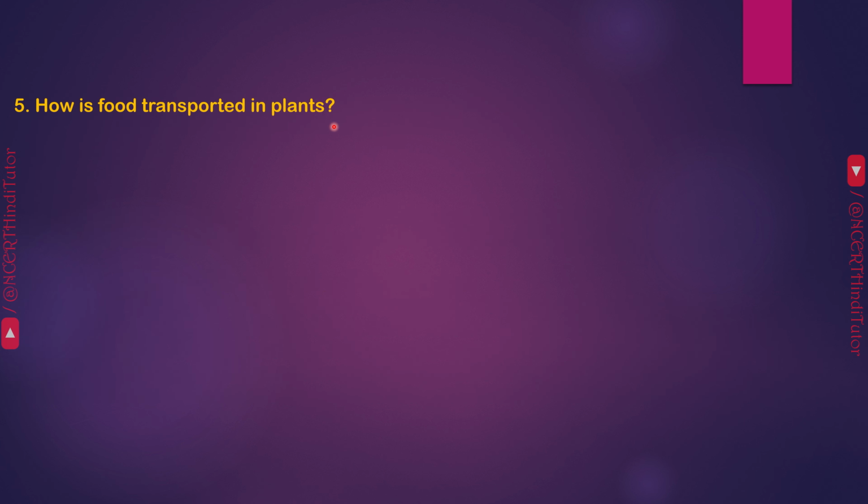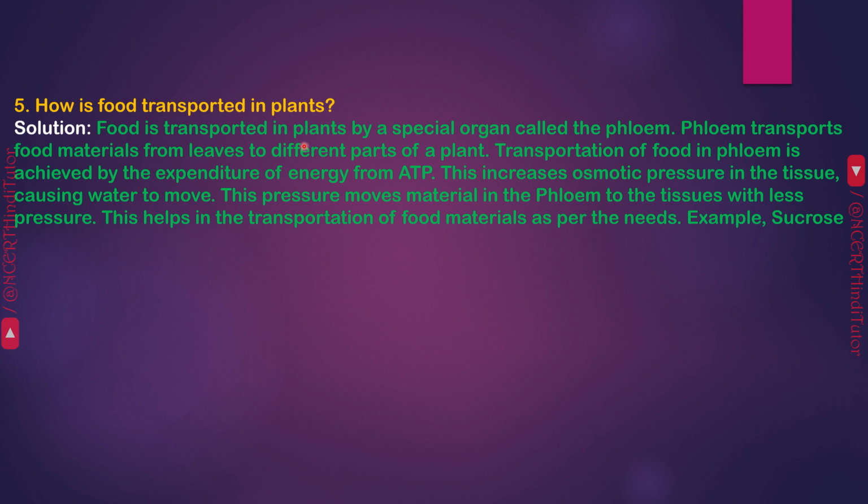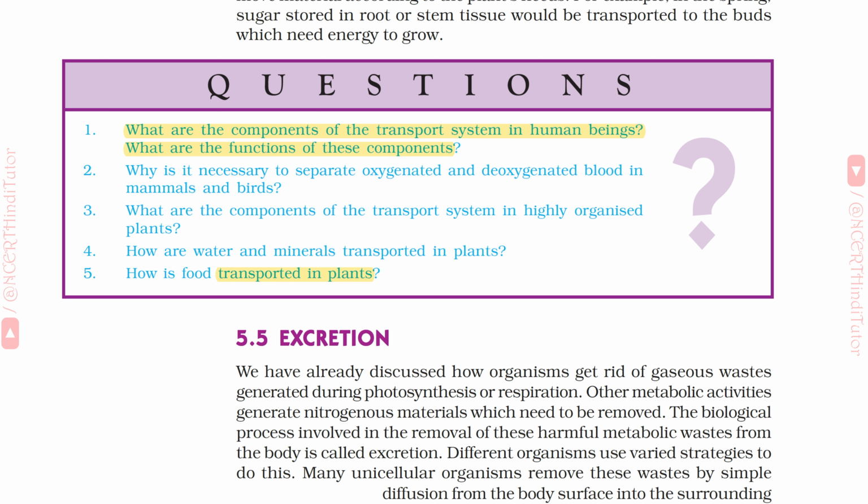Question 5. How is food transported in plants? Answer. Food is transported in plants by a special organ called the phloem. Phloem transports food materials from leaves to different parts of a plant. Transportation of food in phloem is achieved by the expenditure of energy from ATP, adenosine triphosphate. This increases osmotic pressure in the tissue, causing water to move. This pressure moves material in the phloem to the tissues with less pressure. This helps in the transportation of food materials as per the needs. Example, sucrose.